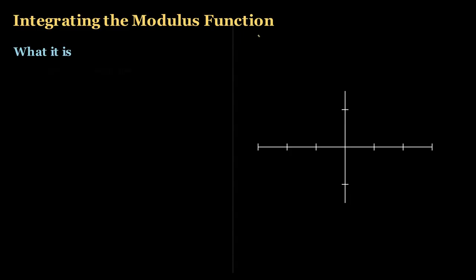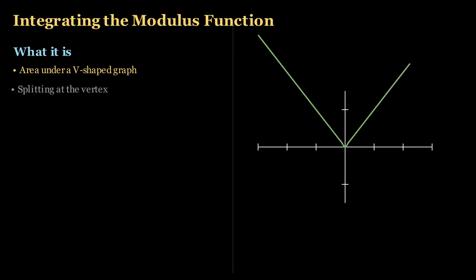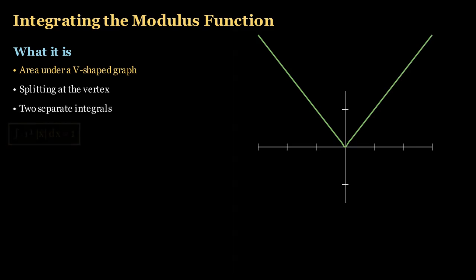Imagine the graph of the absolute value function, that familiar v-shape with its vertex at the origin. When we integrate it, we are asking for the area trapped between that v and the x-axis. But here is the catch, the v is made of two straight lines with different slopes, one negative and one positive. So we cannot just apply one rule across the whole thing.